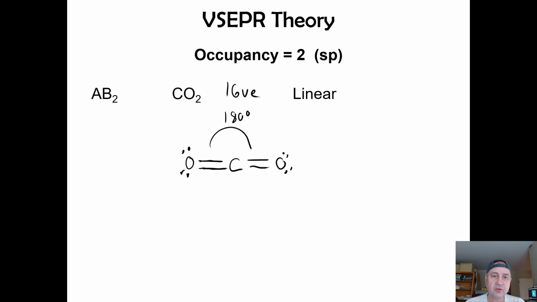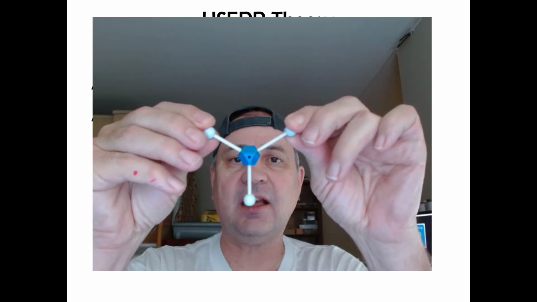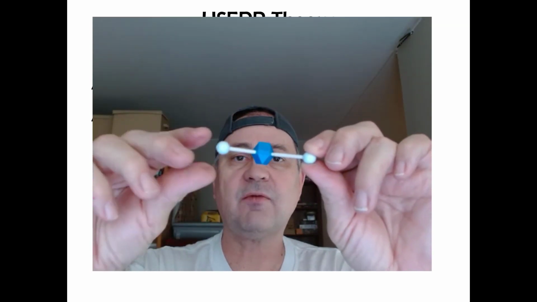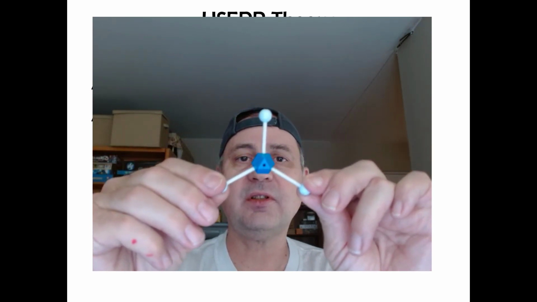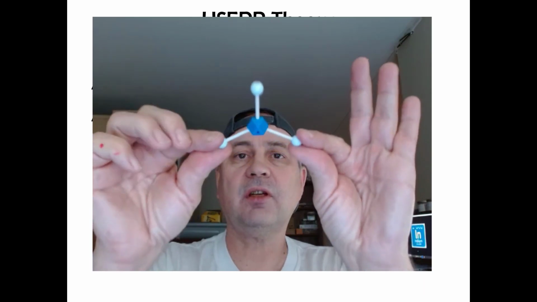Okay, moving on to occupancy 3. Now we have a couple of different geometries. First of all, if you have 3 regions, AB3, our electronic geometry is going to be a trigonal planar shape. Like it's basically just a triangle. You have 3 groups pushing away from each other as far as possible. You can see this if you look at it from the top down. It looks like a triangle. If you look at it from the side, you can see how flat it is, no matter which direction you are looking at it. So we'll see how this works.